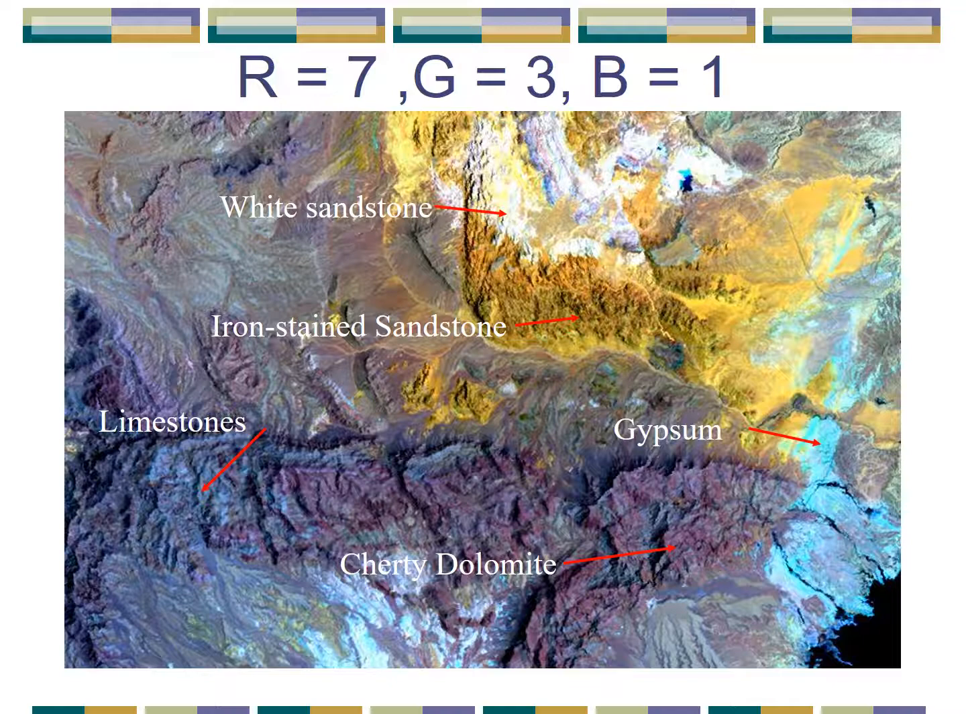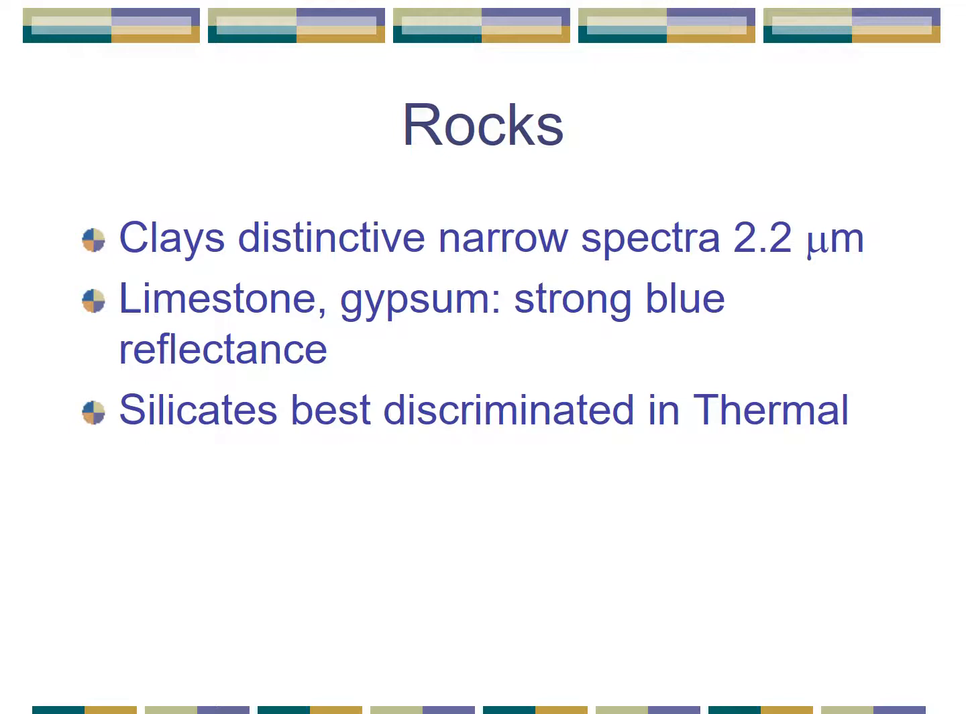Now, what we're doing here is selecting bands that are in ranges that help us differentiate the things that we want to find differently. Okay? By doing that, it should help us to differentiate things like limestone from gypsum, from iron-stained sandstones, or white sandstones, which lack the iron. The iron would be more responsive in the red. So when we think about rocks, remember clays have that narrow spectrum of 2.2 micrometers. Limestone, gypsum have a strong blue reflectance in this current setup we're looking at. And silicates are best discriminated in the thermal frequencies.